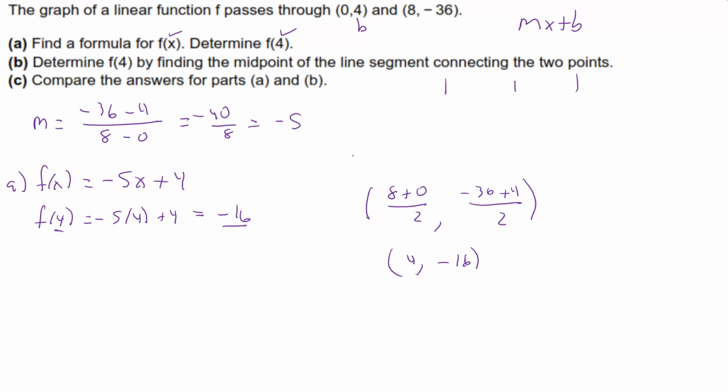So this is B, and C, the answers are the same. So that is one way to show that the midpoint in this case is the same thing as if you plug in the middle point between 0 and 8, it gives us minus 16. Okay, so you can do it mathematically one way or the other way, and you get the same value. All right, let's stop there and we'll come back for some more.